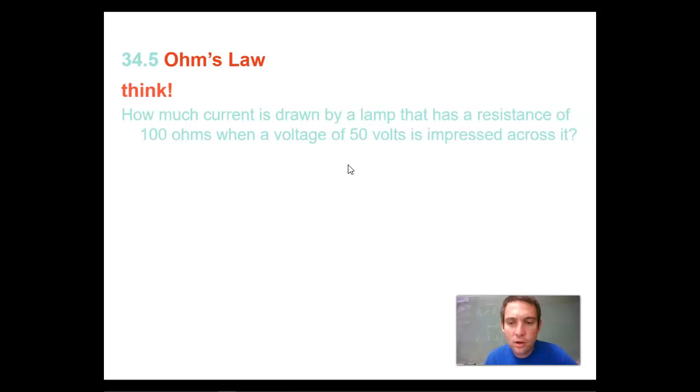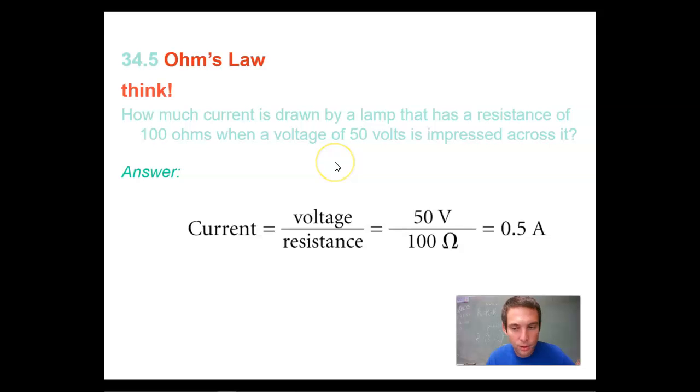How much current is drawn by a lamp that has a resistance of 100 ohms when a voltage of 50 volts is impressed across it? Pause. Try it for yourself. Welcome back. Boom. There we go. I equals V over R. V over R equals 0.5.